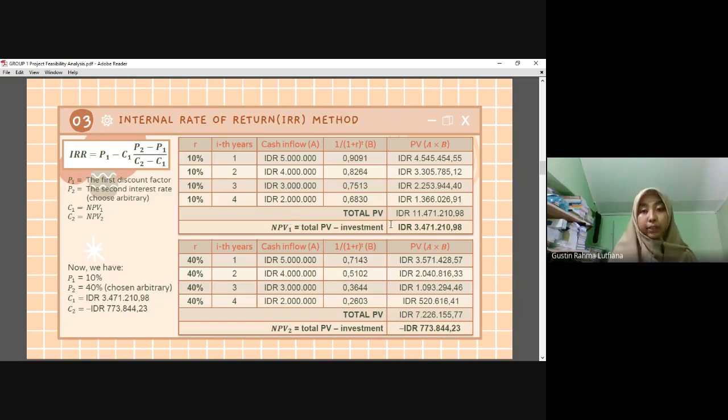The first NPV is the same as the NPV method before, and for the second NPV with R equal to 40%, we get NPV2 equal to minus 773,844.23 rupiah. Now we have P1 equal to 10% and P2 equal to 40%, with C1 and C2 shown here.